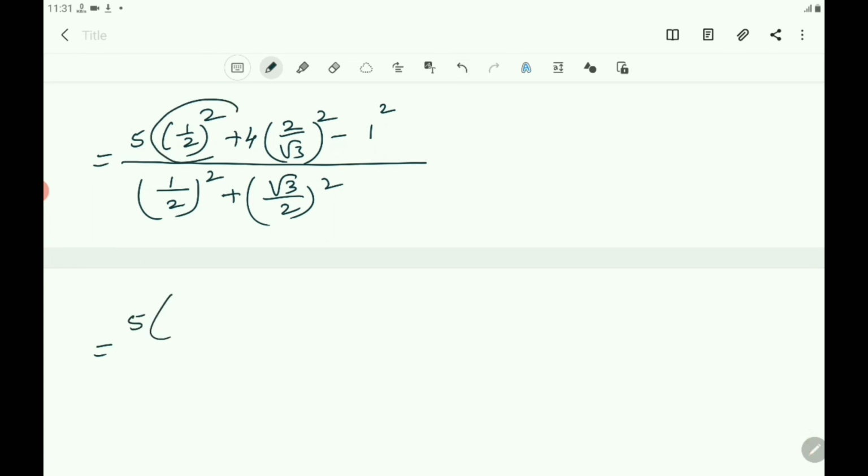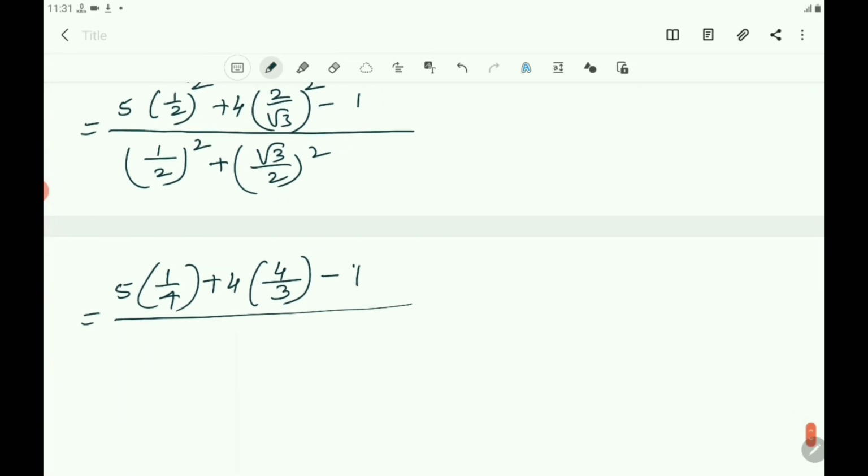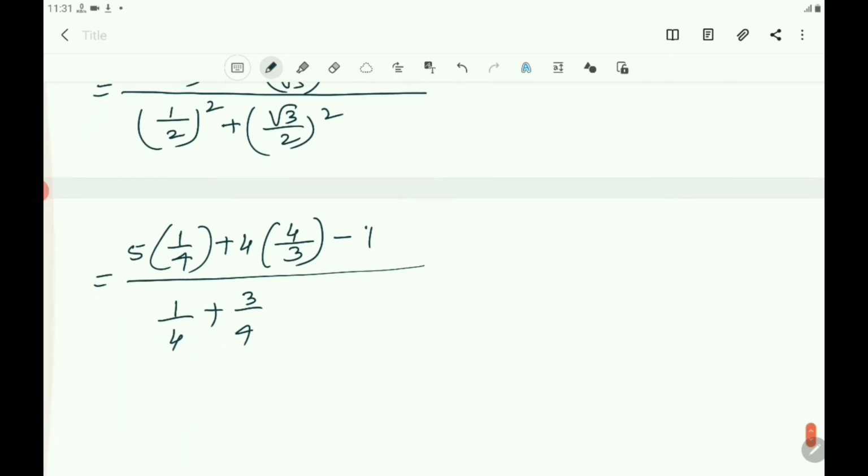Then you write that equals 5, you write 5 only. Then 1 by 2 whole square is 1 by 4. Then plus, you write plus only, 4 you write 4, and 2 by root 3 whole square. 2 by root 3 whole square is 2 square is 4, root 3 whole square is 3, minus 1 square is 1. That whole divided by 1 by 2 whole square is 1 by 4, plus root 3 by 2 whole square is 3 by 4. 3 by 4 you will get.